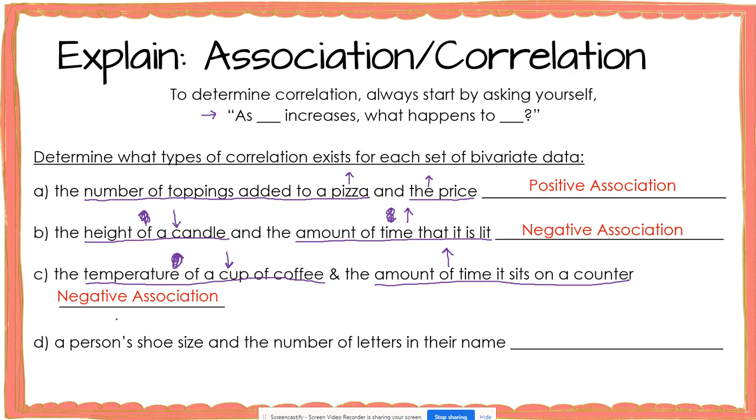D says a person's shoe size and the number of letters in their name. Well, typically a person's shoe size and the number of letters in their name really have nothing in common. So there would be no association or no correlation between those two sets of data.